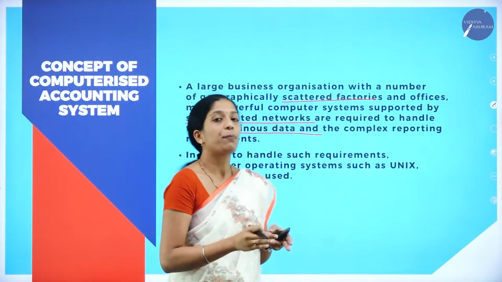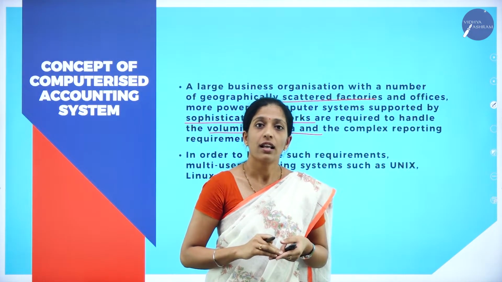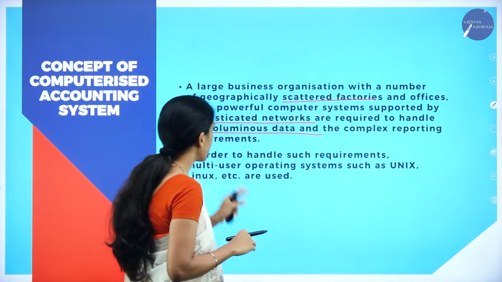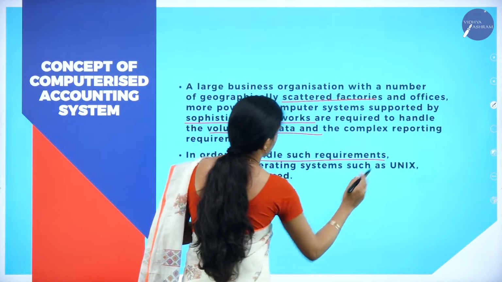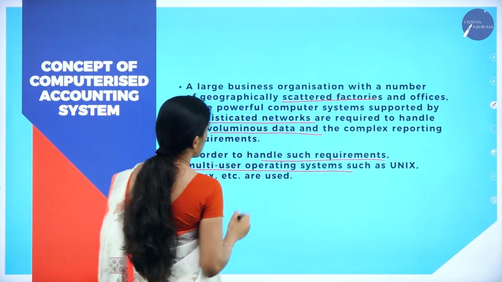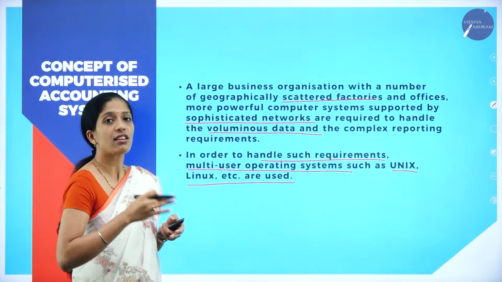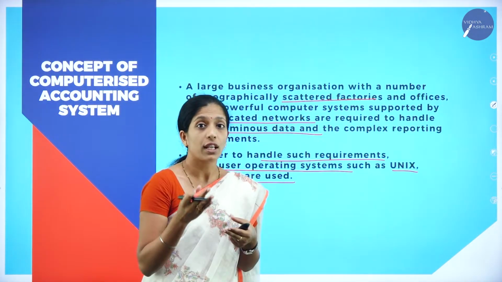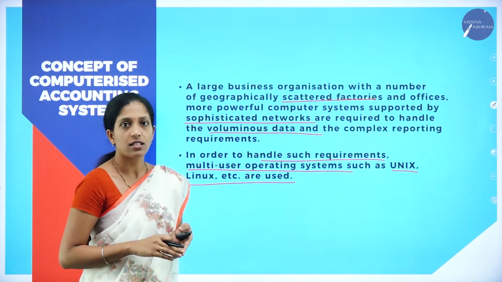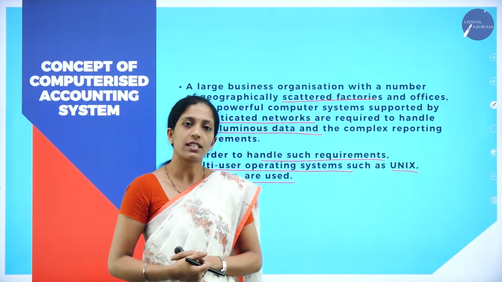So this computerized accounting system is in use for the large organization where there are a large number of transactions which take place daily in an organization. So in order to handle such requirements, that is a large number of transactions, multi-user operating systems such as Unix, Linux, etc. are used. So in order to undertake a large number of transactions, large amount of accounting processing of information, this multi-user operating system is being used. So this is a brief introduction as well as meaning of computerized accounting system.